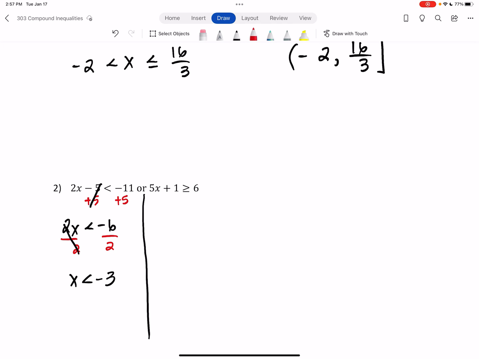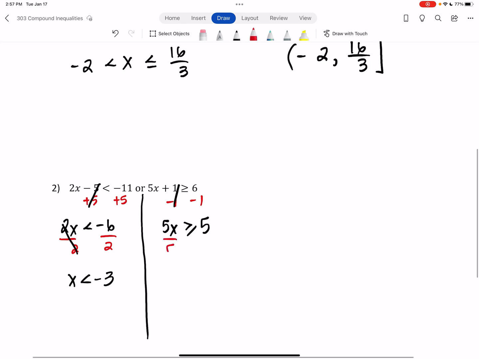Okay, now I'm going to go back and start the other inequality. So subtract 1 from both sides. 5x greater than or equal to 5. Divide both sides by 5. Again, that number I'm dividing by is positive, so I don't have to switch anything. X greater than or equal to 5.